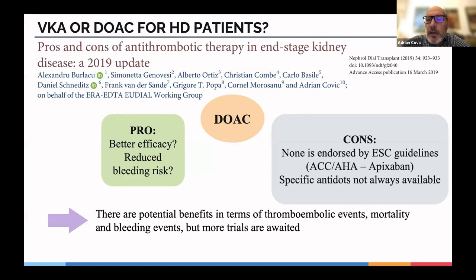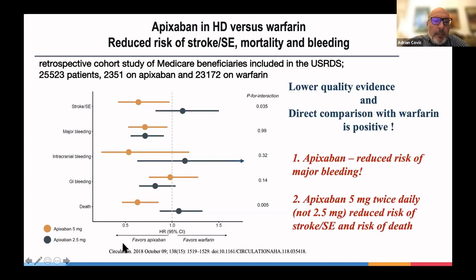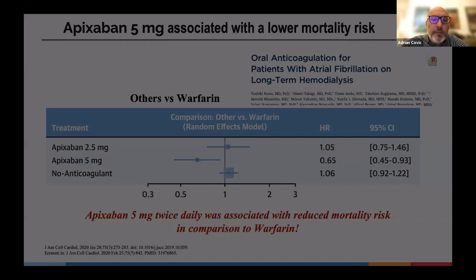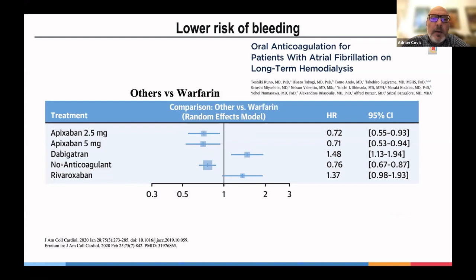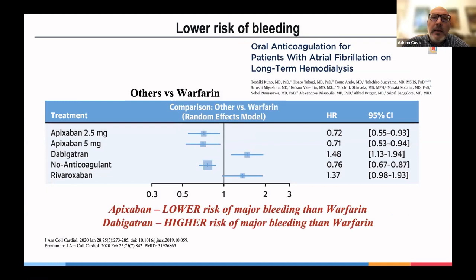This is a publication which is again quite recent, and in it the authors looked at a retrospective cohort from Medicare beneficiaries, so it was from the USRDS. They looked at the risk of stroke, the mortality risk, and the bleeding risk. This is lower quality evidence, first of all, but in this rather large lower quality evidence, the direct comparison with warfarin was positive, and you can see here both with apixaban 2.5 and apixaban 5. May I remind you of the data from the network meta-analysis that apixaban 5 was okay, and apixaban both 5 and 2.5 were not associated with more bleeding. So in fact, apixaban would be the solution. I can't say that.